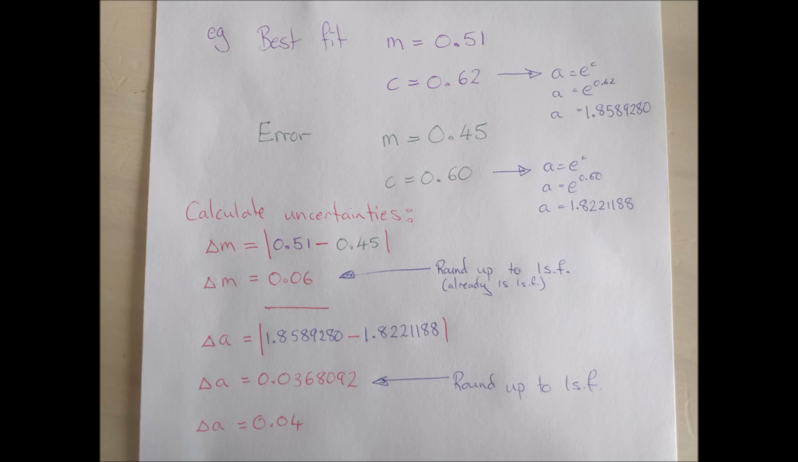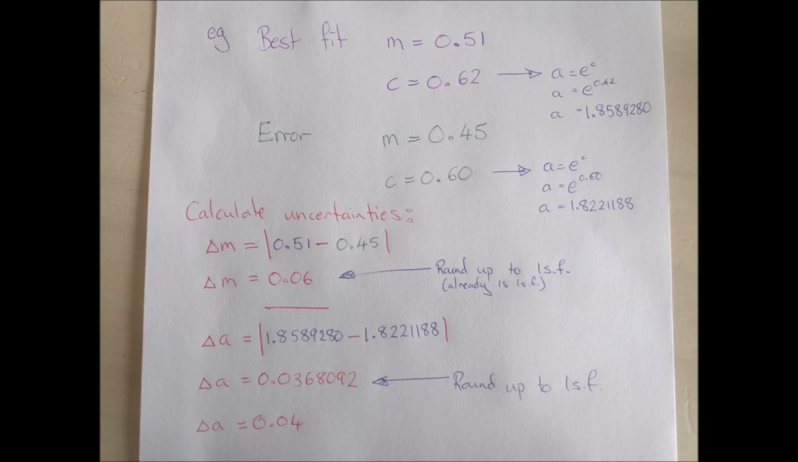Wow, there's a lot going on here. First of all, have a look at where I've done that a equals e to the power of c up the top, taking the anti-log of the c values for both the best fit line and the error line. Then moving down from there, you can see I've calculated the uncertainties with those numbers.